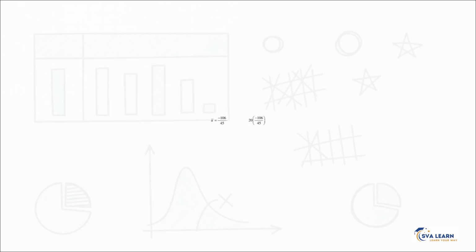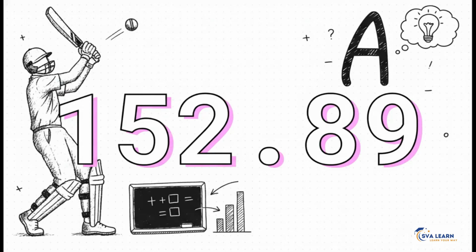First, we find the mean of our tiny new scaled numbers, which simply adds up to minus 106 divided by 45 bowlers. Then, we take that fraction and multiply it back by our class size of 20 to undo the division we did earlier. After doing that really quick bit of math, we get negative 47.11.